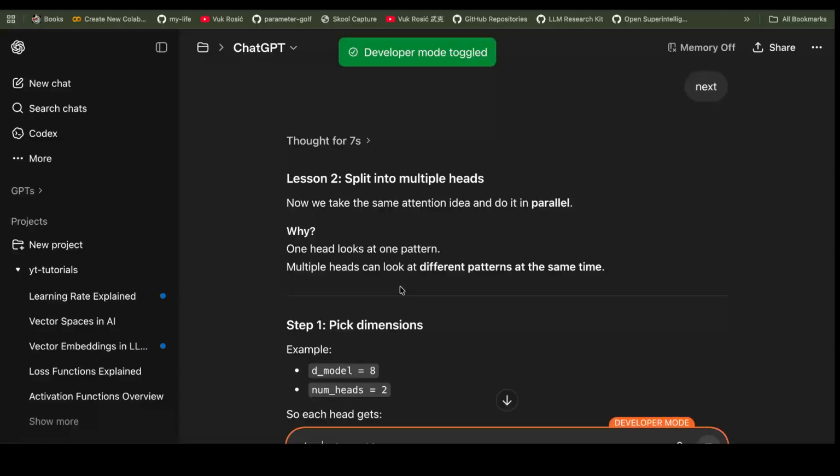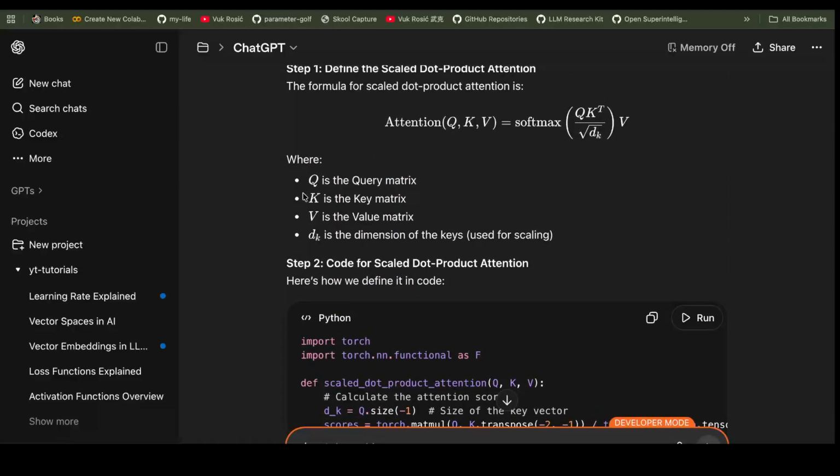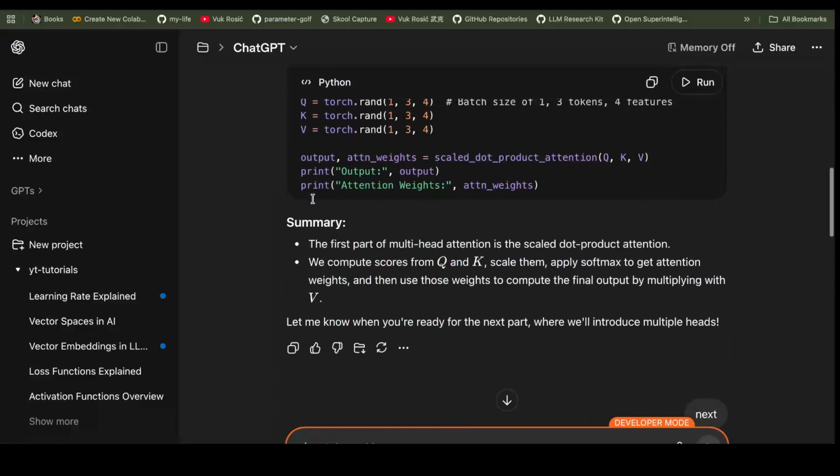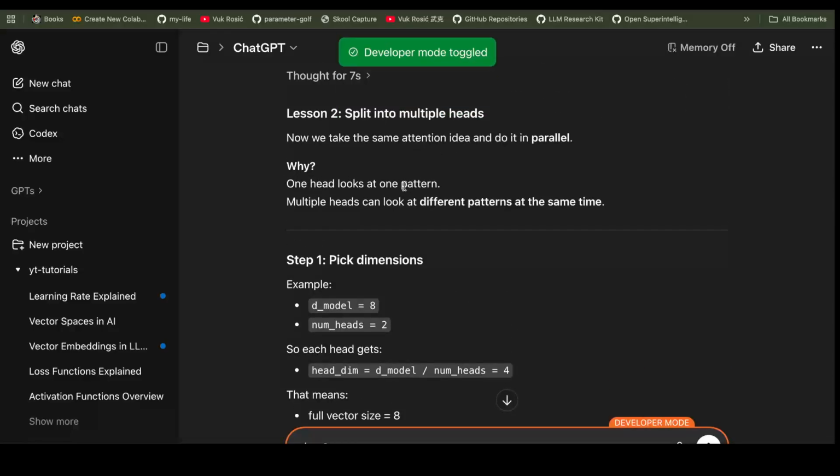This is the idea now. Instead of having one long key vector or one long value vector, we're going to split it into multiple independent parts, all the same size. So each of them can learn different things. Maybe the first one is looking for nouns, the second one is looking for how big something is, and a third one is looking for some other information. So they will be independent. One head looks for one pattern, and multiple heads can look at different patterns at the same time.